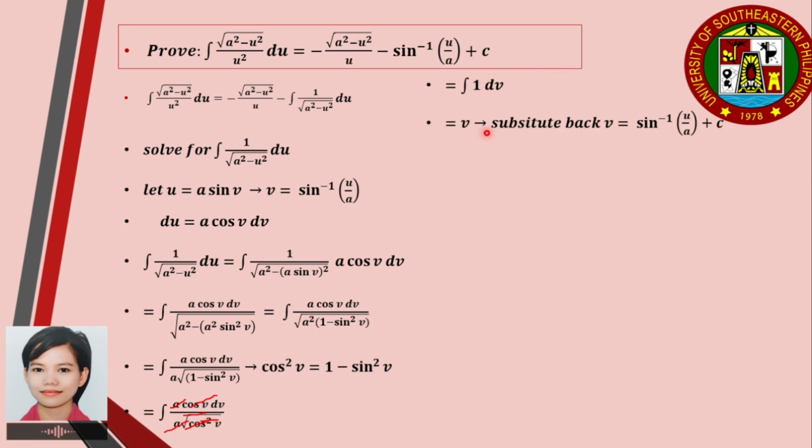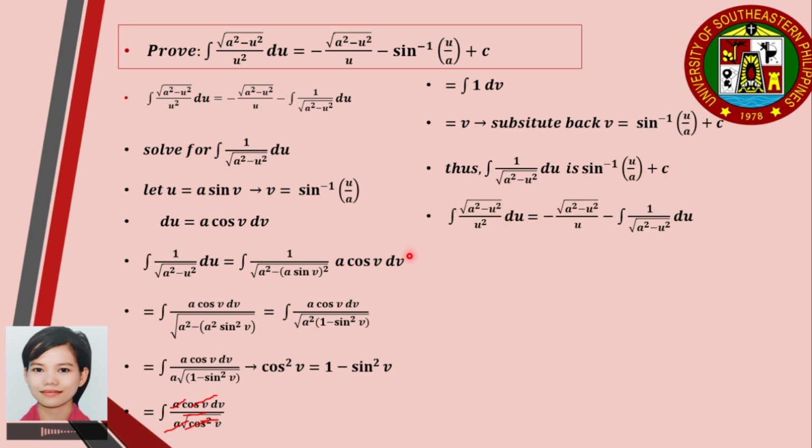So for the letter v, we can substitute back the thing that we let earlier. So what is the v? The v is equal to the arc sine of u all over a plus c. So we already solved this integral. We substitute it. So thus the integral of 1 all over the square root of a squared minus u squared du is arc sine u over a plus c.